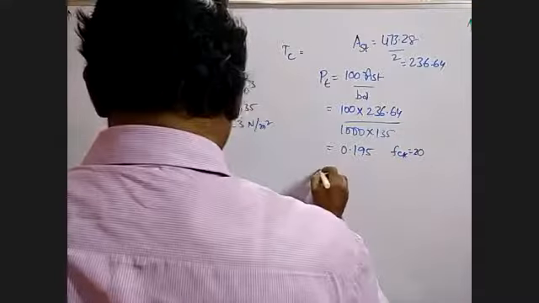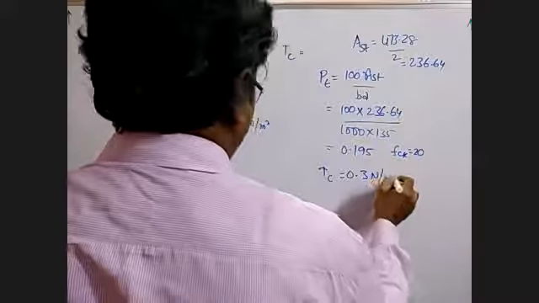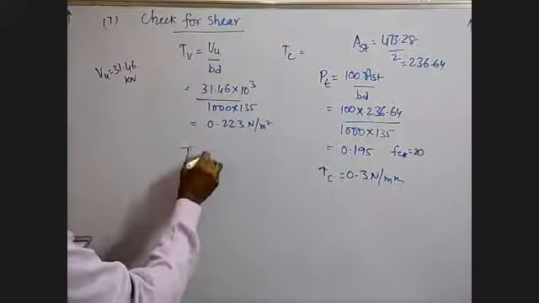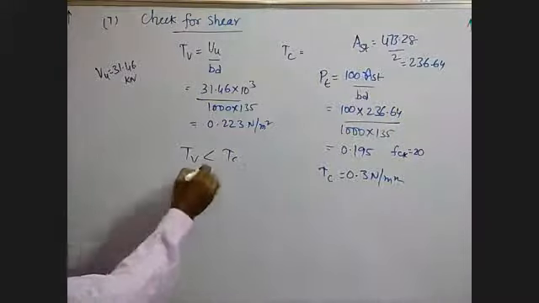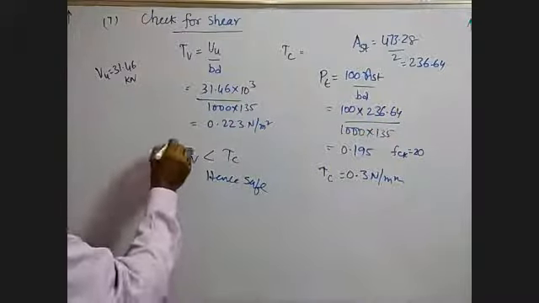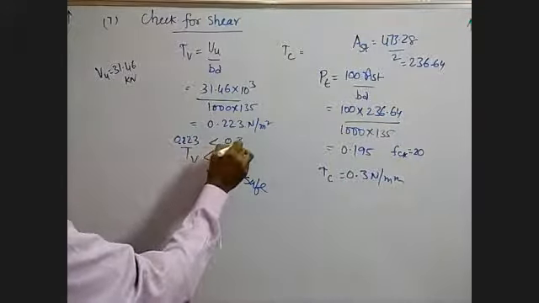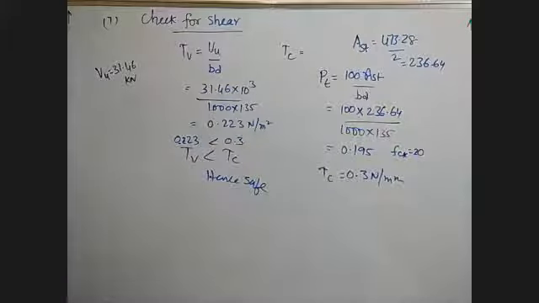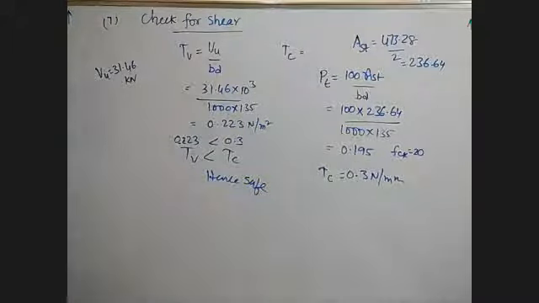Now tau C is equal to 0.3 Newton per mm square. Now tau V is less than tau C. This is 0.223 and this is 0.3. We did not provide separate shear reinforcement, but as per code you have to check the value here. Now it is safe against shear.